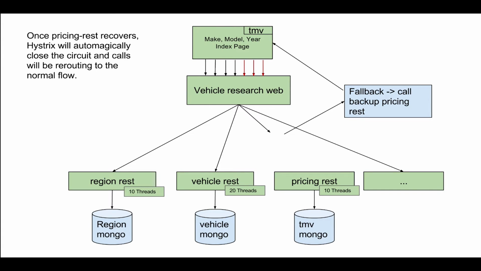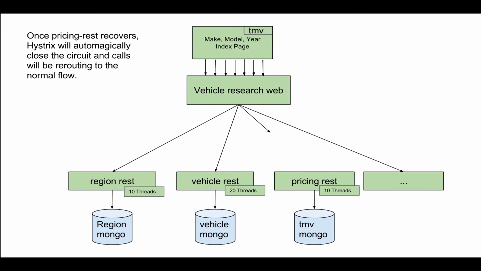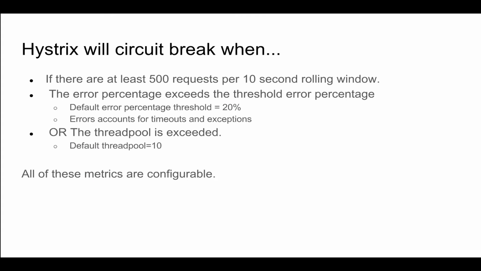Once pricing REST recovers, Hystrix automatically closes the circuit, and reroutes calls to pricing REST in live production. Hystrix breaks the circuit on these criteria. All of these parameters are configurable.